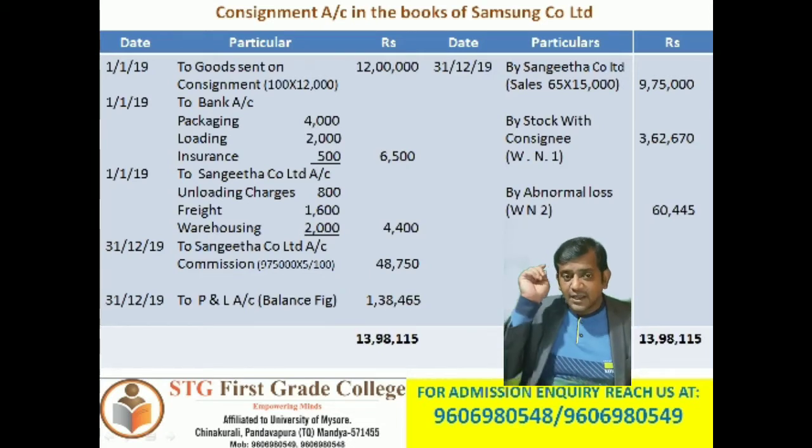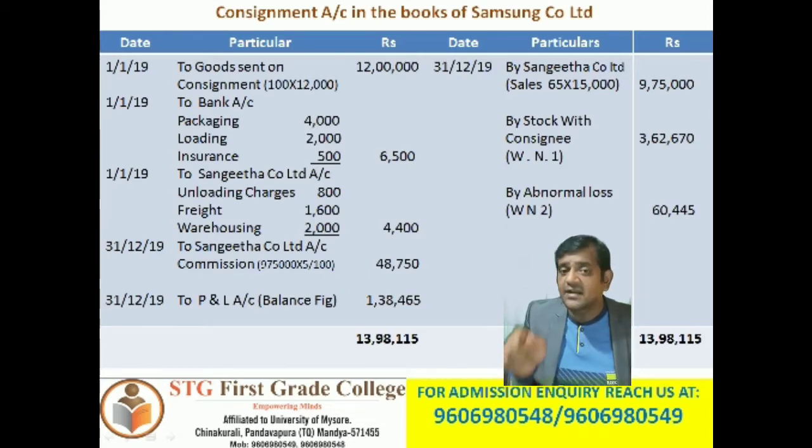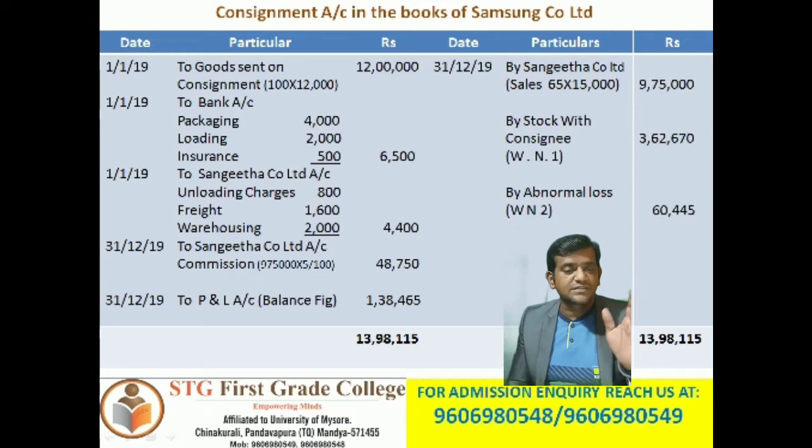You know, that is to bank account, in a bracket, non-recurring expenses paid by the consignor. If you want, you can write. So since I am taking directly, so to bank account, expenses incurred by the consignor.